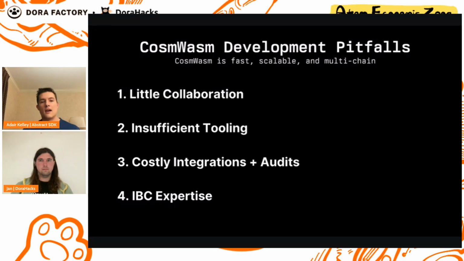And so additionally, integrating with CosmWasm projects is costly engineering-wise, and you have to spend a lot of money on an additional audit once you have that integration done. And finally, the integrations with the interchain with IBC requires a lot of expertise that most developers don't have.